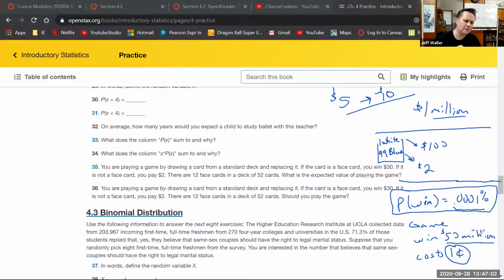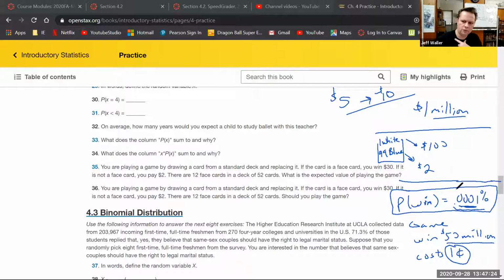So that's why you have to bring together the X's and the P of X's. You have to bring together the values that relate to the outcomes and the probability of those outcomes. They have to work together. Either one by itself is not enough. If I just know this, that's not enough information to tell me if I should do it or not.